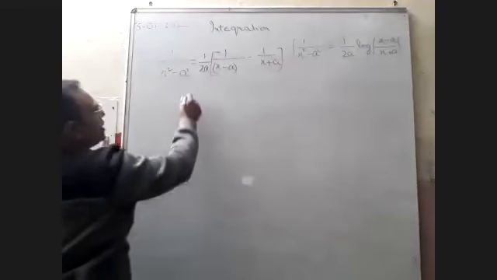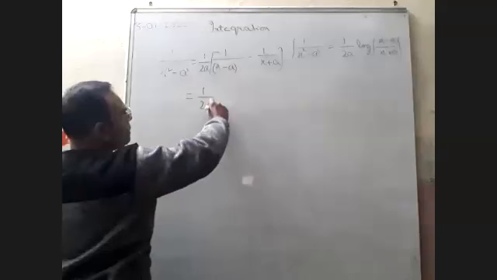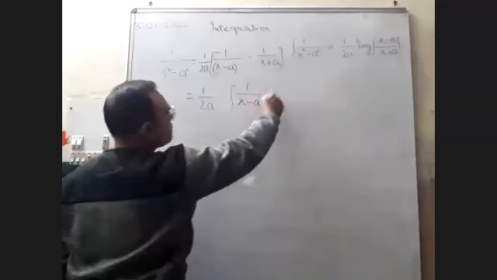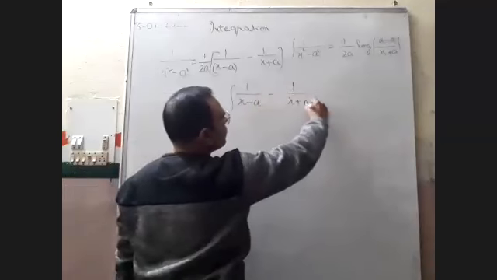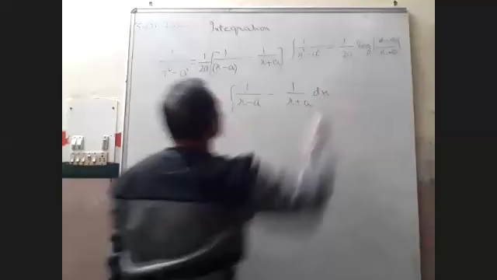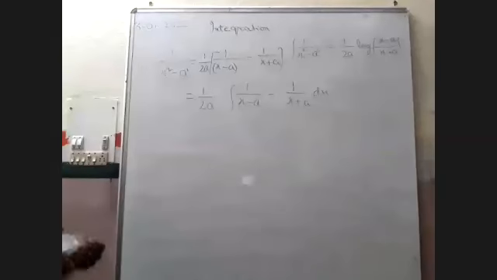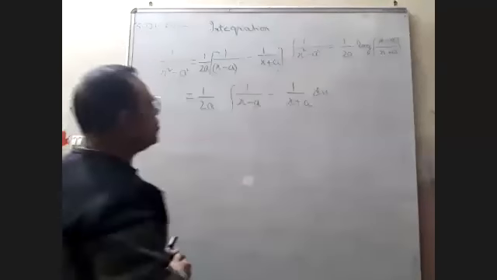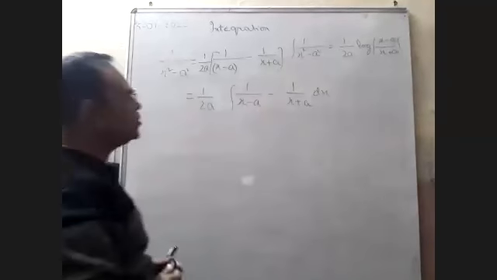So we are writing 1 upon 2a into 1 upon x minus a minus 1 upon x plus a. So we have split the term 1 upon x square minus a square because it was not in the standard form. Because it was not in the standard form, that's why we have separated both the terms. Now it is in the form of 1 upon x. So integration of 1 upon x is equal to log x.